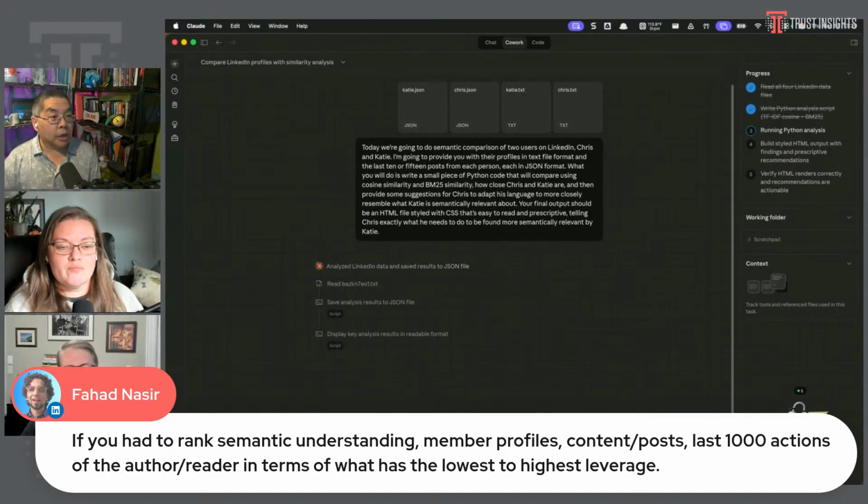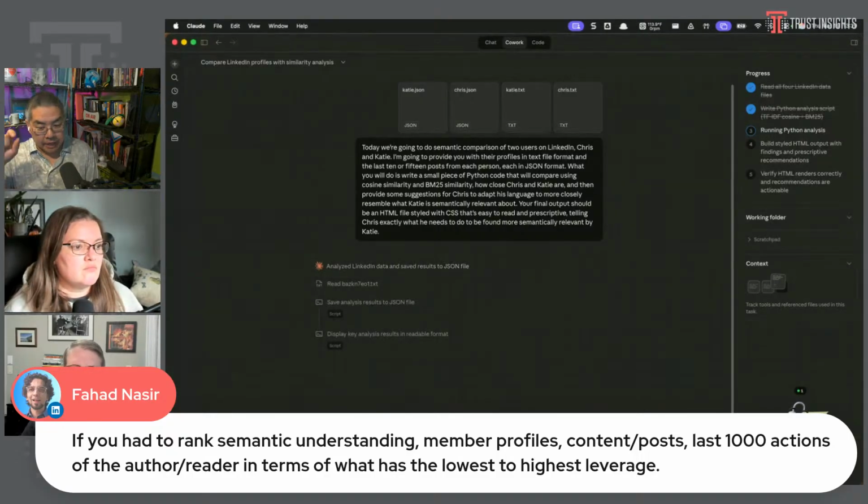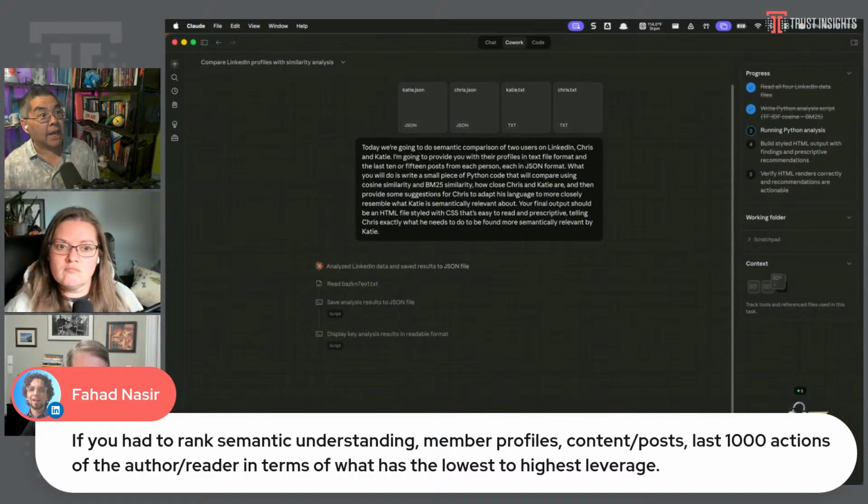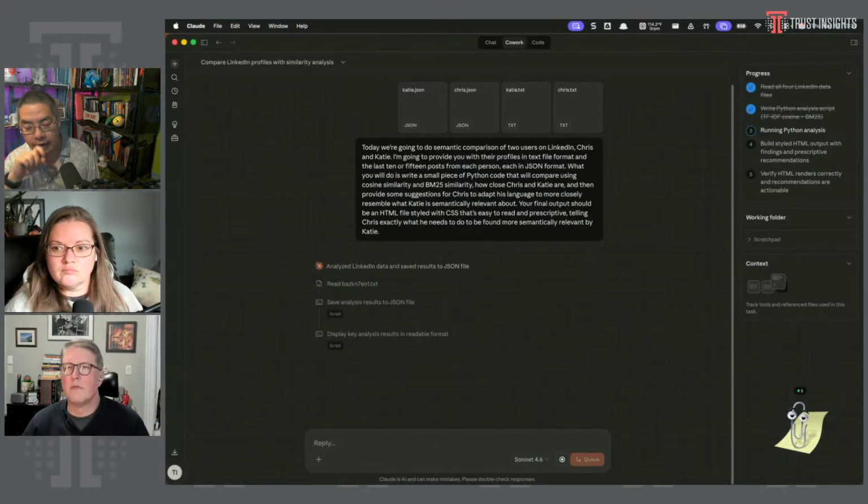So the answer to this question is use the algorithms that LinkedIn uses. LinkedIn stated this in the causal LLM paper last fall, which you can look up on archive.org.